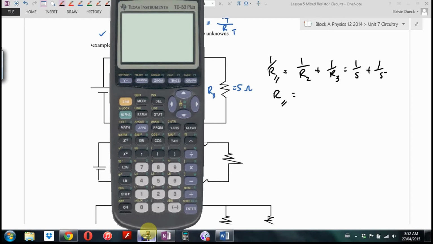For those that were away, Sam and Logan, what you're going to do on your calculator is 1 divided by 5 plus 1 divided by 5. And then somewhere you have a little x to the negative 1 button, a reciprocal button. Hit that for the answer, and that flips your answer. This is the same.